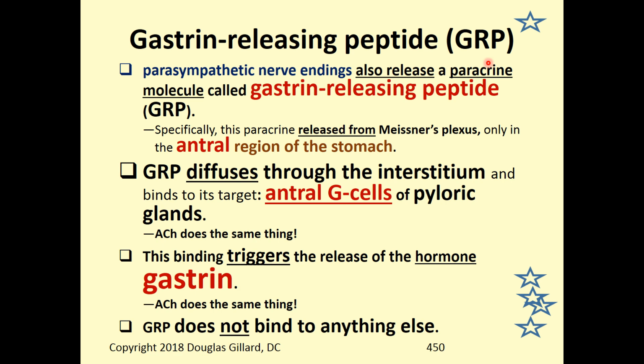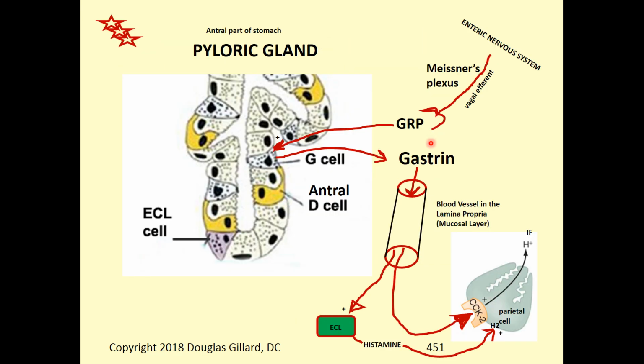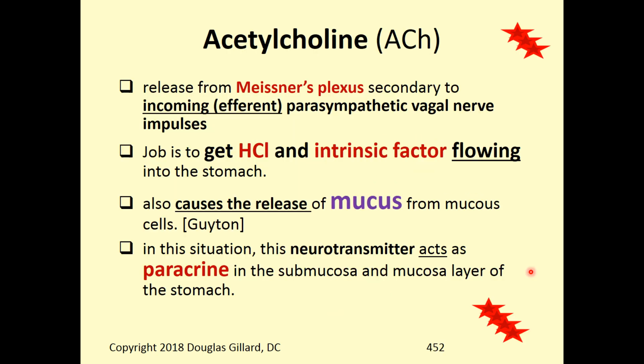Okay, so everything I said, GRP, we went through that already. Here's another cartoon. So here's the enteric nervous system. There's Meissner's plexus. GRP is released, swims over, binds to a G cell. Here's the lumen. Remember this gastrin, it's not released into the lumen. It comes out the basolateral surface. Swims over through the bloodstream, flat out binds to the CCK2 receptor on the parietal cell, binds to an ECL cell, stimulates the release of histamine. Histamine binds to its H2 receptor. So we got a double stimulus of hydrogen ion. We'll go over that again, but I mean that's it right there.